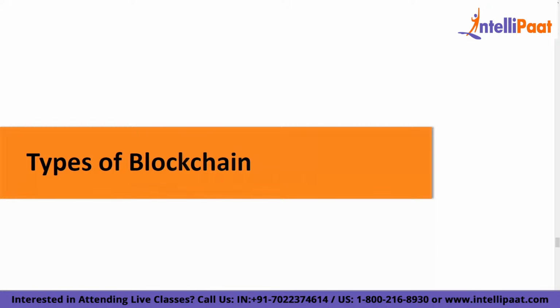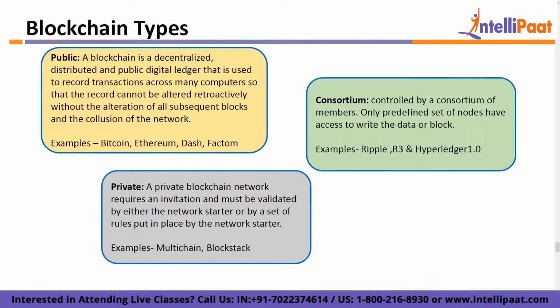Blockchains can be categorized into permissionless or permissioned blockchains. Simultaneously, they can also be categorized as public and private blockchains. Let's see how this is being done. Blockchain types. Public blockchain. A public blockchain is a decentralized, distributed and public digital ledger that is used to record transactions across many computers so that the record cannot be altered retroactively without the alteration of all subsequent blocks and the collusion of the network. Examples: Bitcoin, Ethereum, Dash, Factom.